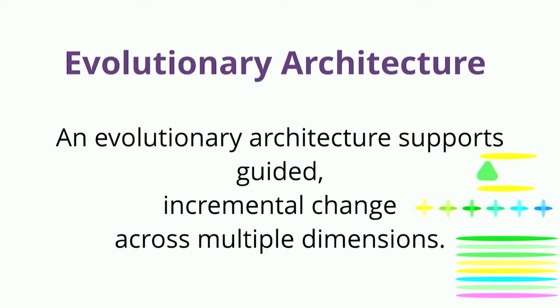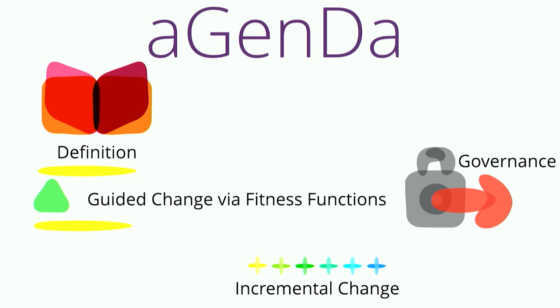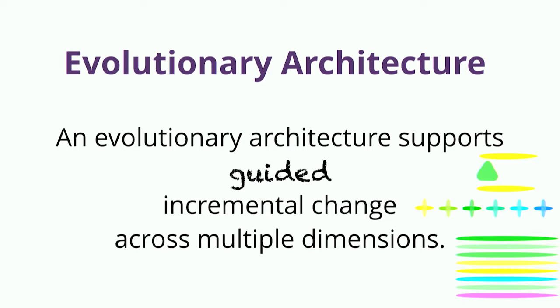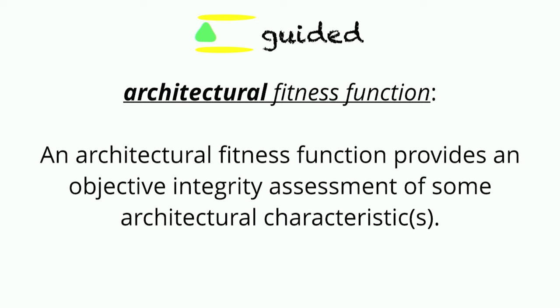And so that now gives me enough to talk about the agenda for the rest of this talk. The first part of which is the definition of evolutionary architecture, which you've just lived through. Now I'm going to give you a bunch more examples of guided change via fitness functions and also how this overlaps with this idea of architectural governance. So here's our definition again of an architectural fitness function. This can be really any mechanism that gives you objective integrity assessment of some combination or single architectural characteristic.